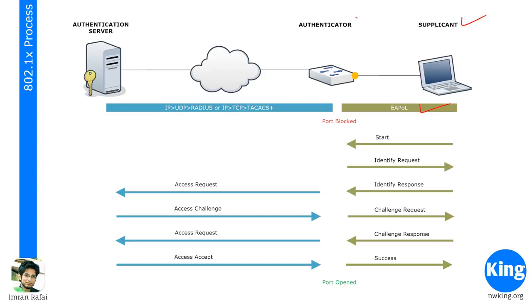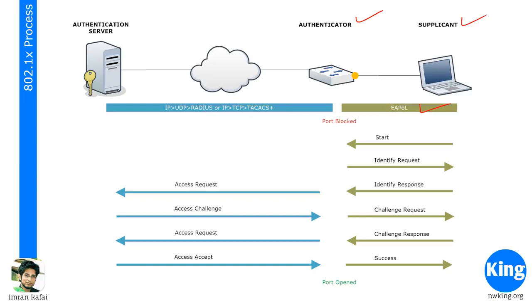The second component is an authenticator. The authenticator is the device, for instance in this case a Cisco switch. It sits in between and just relays information. Whatever the supplicant sends, the authenticator takes and creates a new IP packet. Depending on the protocol, if it's RADIUS, it uses UDP. If it uses TACACS+, it uses TCP.